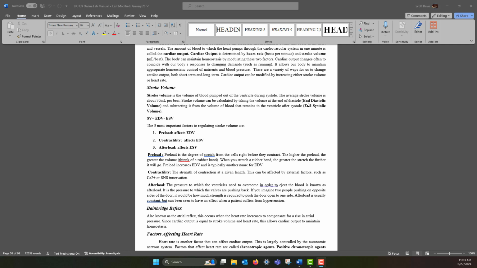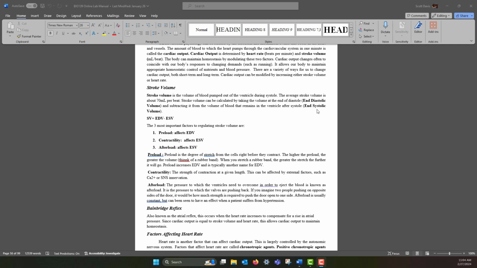End diastolic volume is the volume of blood in a ventricle at the end of diastole. So remember, diastole is when the heart is most relaxed. So another way to think about this is when the ventricle is completely relaxed, when it is at its fullest point, that volume of blood in that ventricle is the end diastolic volume.